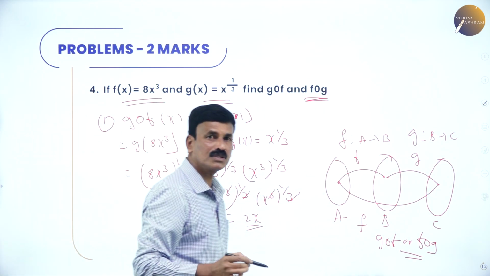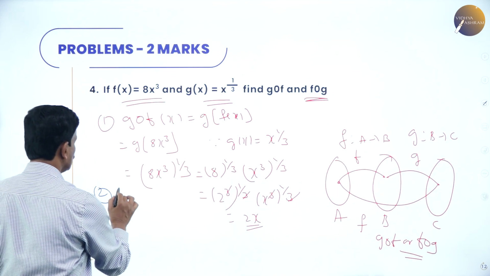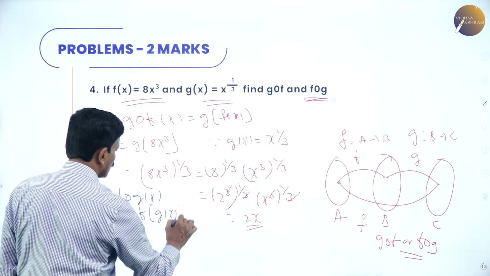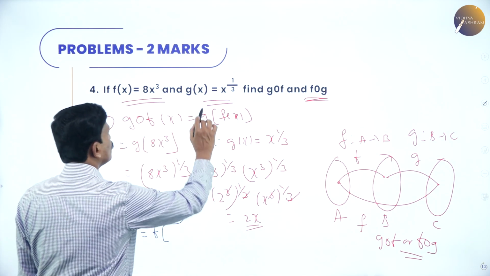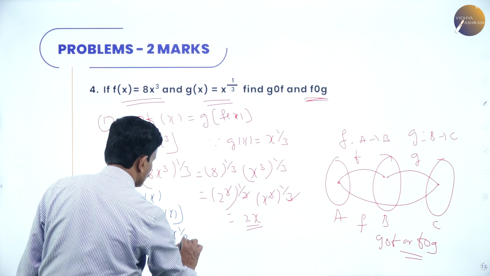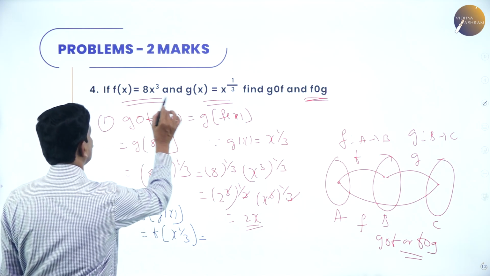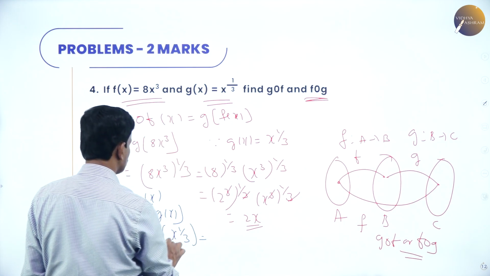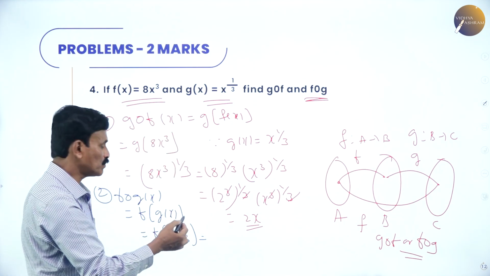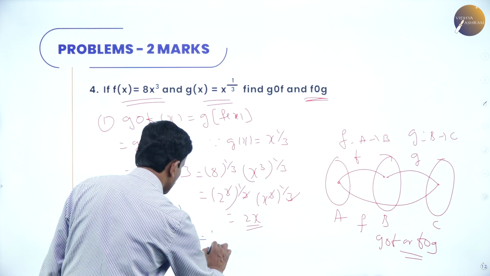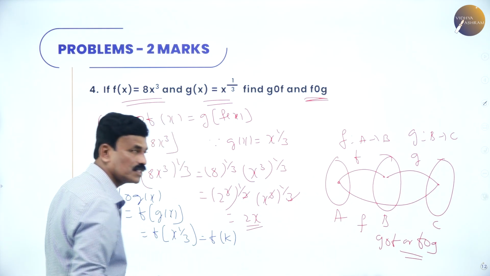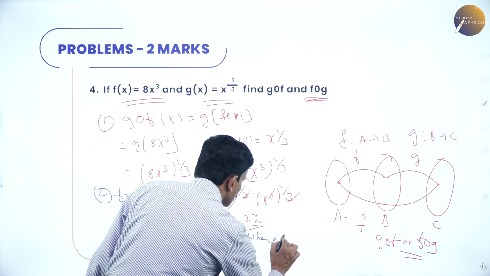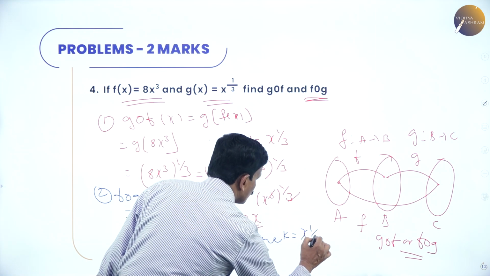Right. Now, come to the second part. What is the second one? f naught g. f naught g of x is equal to f of g of x. That is f of, what is g of x? g of x is x to the power of 1 by 3. Since what is f of x? f of x is 8x cube. So here just replace. So if you want, let us consider this, I will teach one more method. Let us call it f of k, where k is equal to x to the power of 1 by 3.